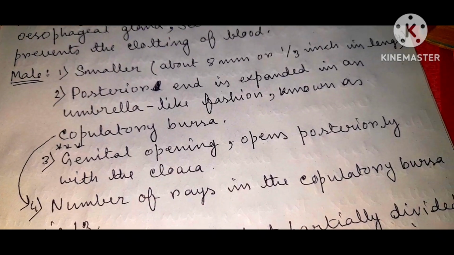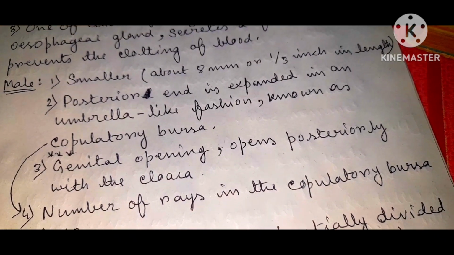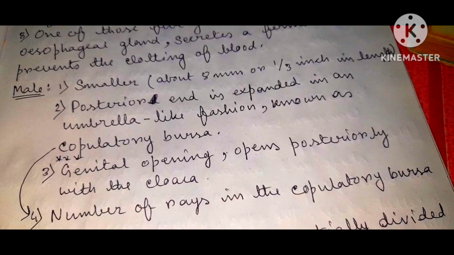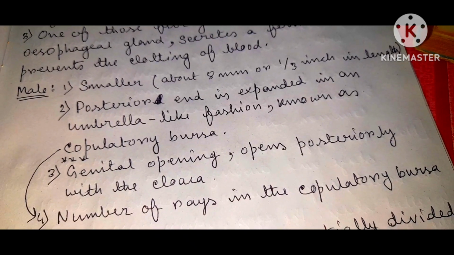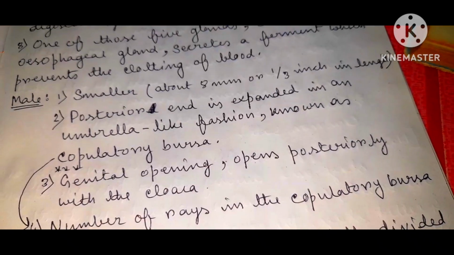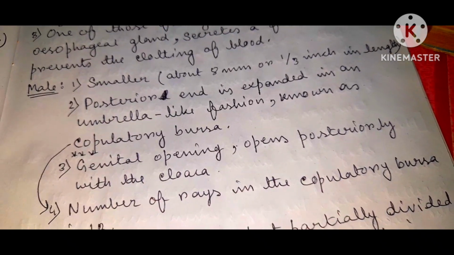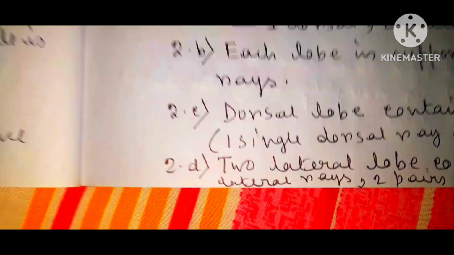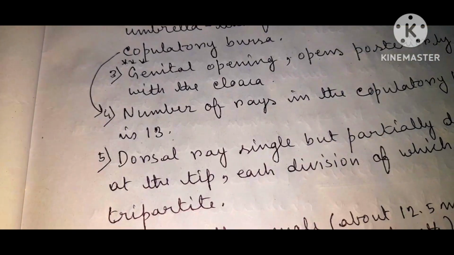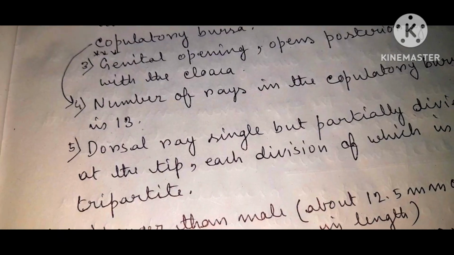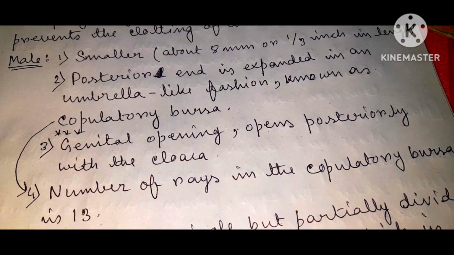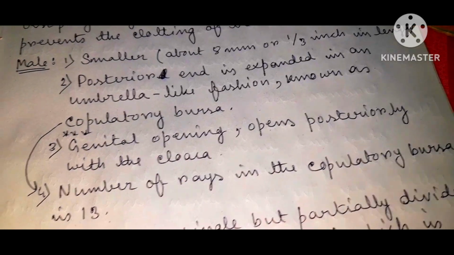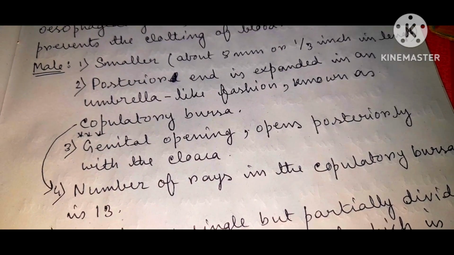So these are all about male Ancylostoma duodenale, specifically the sexual dimorphism characters. So how many characters have I discussed? 1, 2, 3, 4, 5, 6, 7, 8. Number 4 will be number 7, 5 will be number 8, and this genital opening is number 9. So total 9 male-specific characteristics.